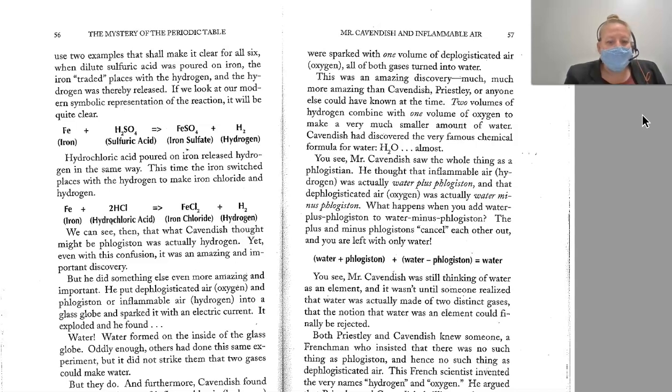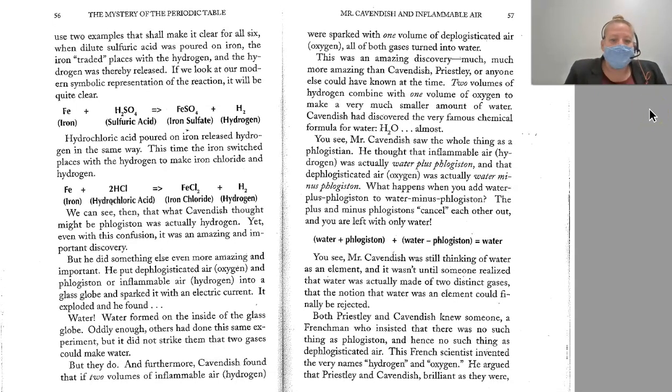But he did something else even more amazing and important. He put dephlogisticated air, oxygen, and phlogiston or inflammable air, hydrogen, into a glass globe and sparked it with an electric current. It exploded and he found water. Water formed on the inside of the glass globe.